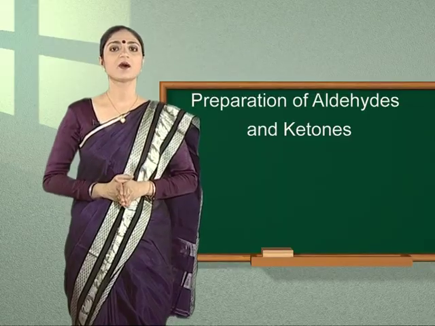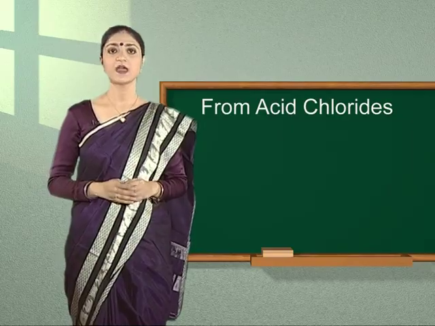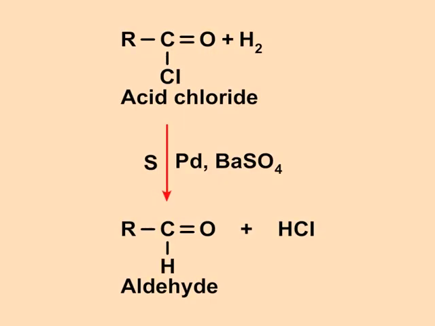Let us now learn about the third method, that is from acid chlorides. Acid chlorides are converted into aldehydes by catalytic hydrogenation in the presence of palladium catalyst supported over barium sulfate. The catalytic mixture is poisoned by the addition of a small amount of sulfur or quinoline. This reaction is known as Rosenmund's reduction.